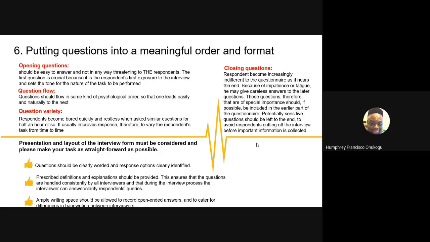Presentation and layout of the interview form must be considered, and please make your task as straightforward as possible. Questions should be clearly worded and response options clearly identified. Prescribed definitions and explanations should be provided. When you check some questionnaires, you will see sometimes before questions are introduced, terms are explained to help the respondent. This ensures that the questions are handled consistently by all interviewers, and that during the interview process, the interviewer can answer and clarify respondent queries. Ample writing space should be allowed to record open-ended answers. If there are open-ended questions, you should give enough space, and cater for differences in handwriting between interviewers. All this is what you need to consider in making meaningful order and format.